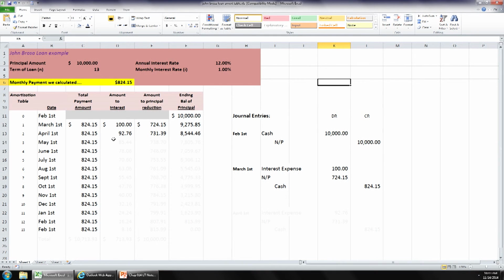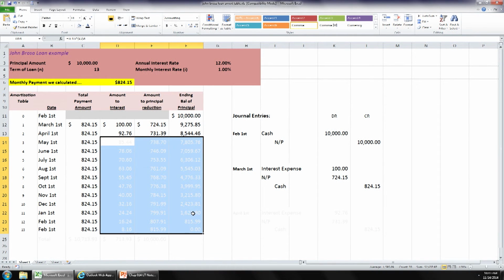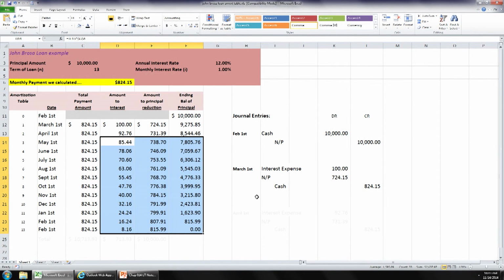Now, first of all, notice that as time goes by, our interest charge is less, isn't it? Because our balance of principal is going down. And interest is based on how much you owe, your principal balance, right? So there's more going towards principal reduction from that payment as time goes by. Is that correct?